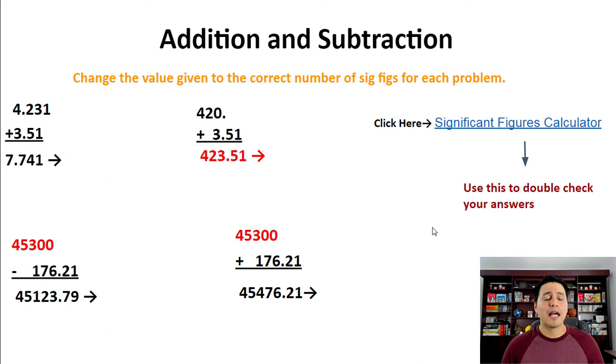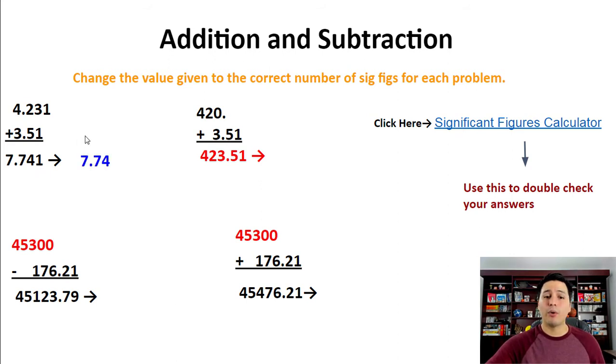Here's some more practice problems. I want you to change the values of the answers that are given to the correct number of sig figs. In this case, we got 3 decimal places past the decimal, and here we have 2. Because this is addition and subtraction, I want the least number of places, so it's 2. I'm going to stop at this 4. I'm going to look to the number on the right. My final answer is simply going to be 7.74.